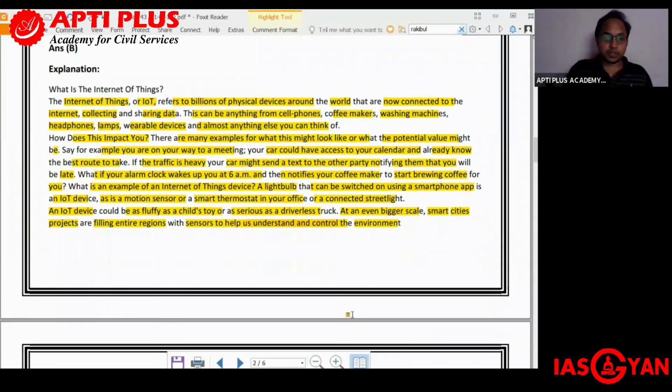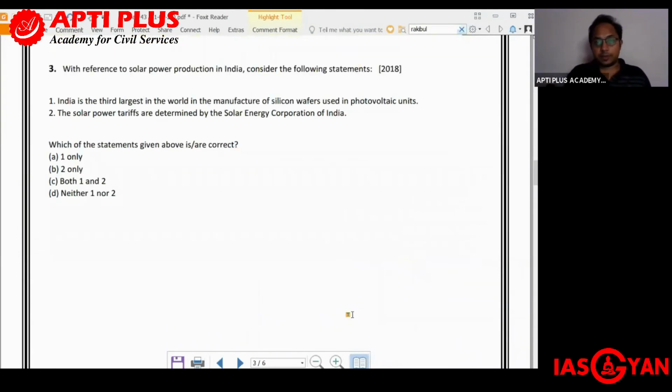Moving to the third question, also taken from UPSC Prelims 2018. This question is asking, with reference to solar power production in India, consider the following statements. Number 1, India is the third largest in the world in the manufacture of silicon wafers used in photovoltaic units. And 2, the solar power tariffs are determined by the Solar Energy Corporation of India.